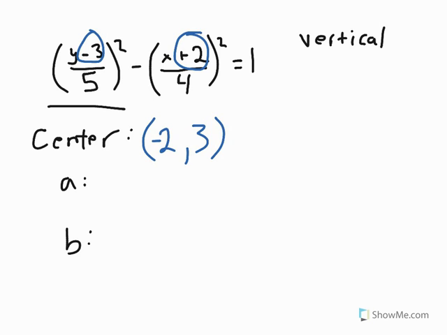The a value is always the value located underneath the x term, and so in this case a is 4. The b term is the one located underneath the y term, so in this case b is 5. Once we have this information, we have enough information to go ahead and graph this. So let me get a sheet of graph paper.